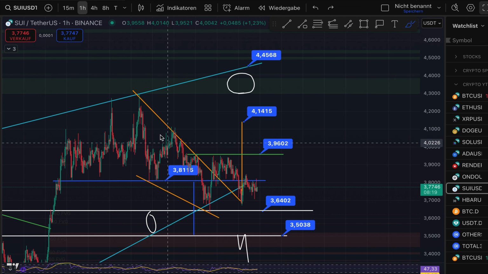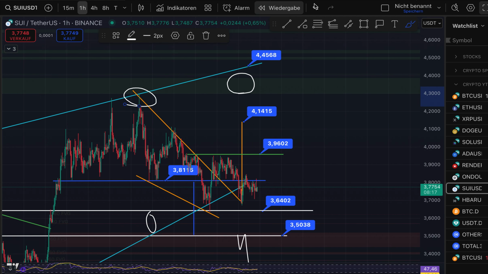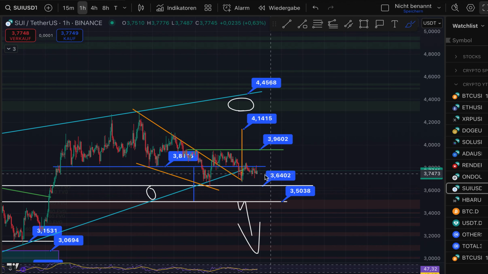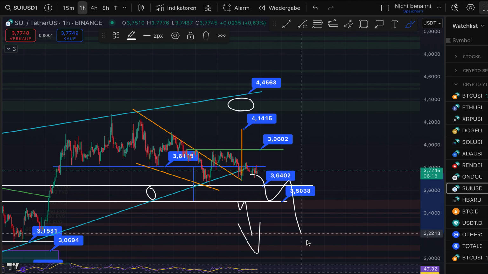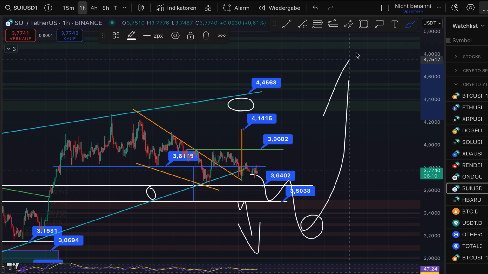Or it already started and we had here our top. Then we get the pullback and afterwards the nice push.